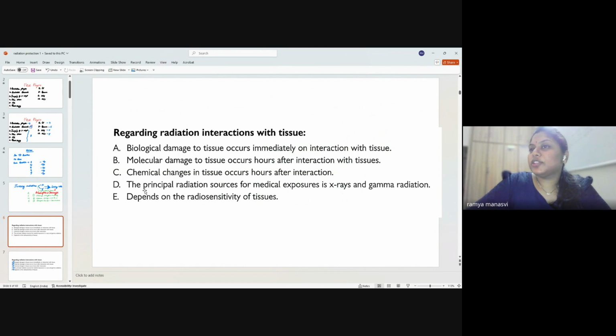The principal radiation sources for medical exposures are X-rays and gamma radiation. Yes, it is true. The principal radiation in medical exposures in diagnostic radiology, we have X-rays and gamma radiation only. Radiation interaction with tissues depends on the radiosensitivity of the tissues. Yes, true. Different tissues will have different radiosensitivities. Gonads have very high radiosensitivity, whereas the skin and the other things have less radiosensitivity than gonads. So different tissues will have different interaction with the X-rays or gamma rays.